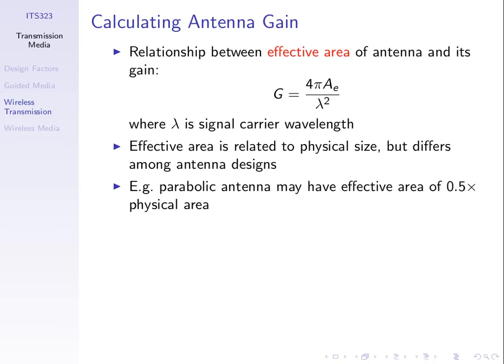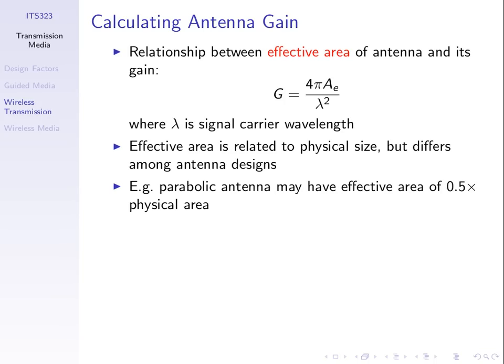If you look at those dish antennas face on, what's the shape? Imagine the satellite dish antennas. If you look directly in front of it, what's the shape that you see? A circle. It's a parabolic dish, but if you look at it front on, it's a circle. So we often approximate the area of that dish as just the area of the circle.